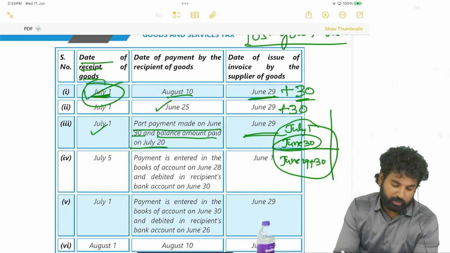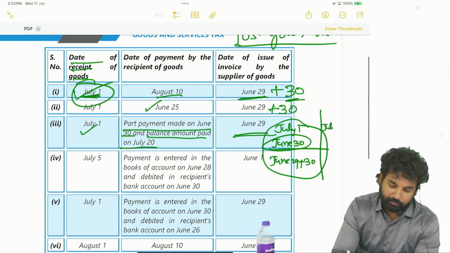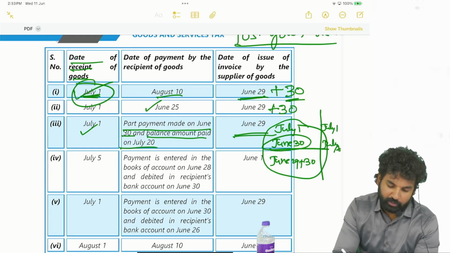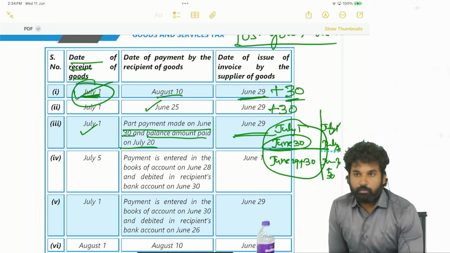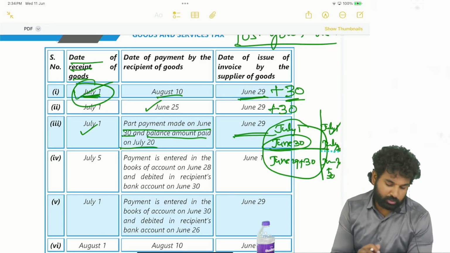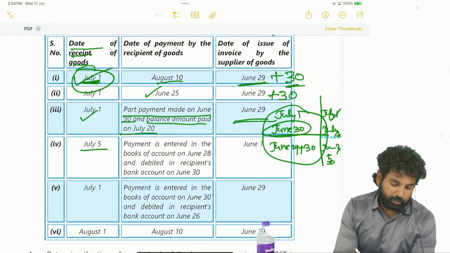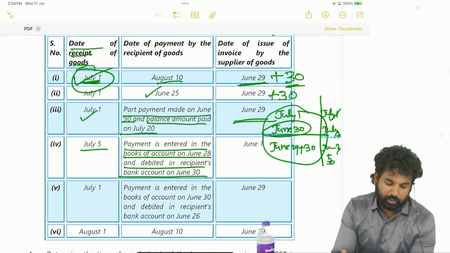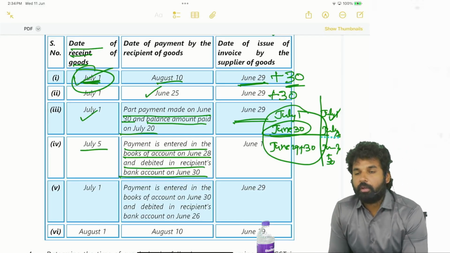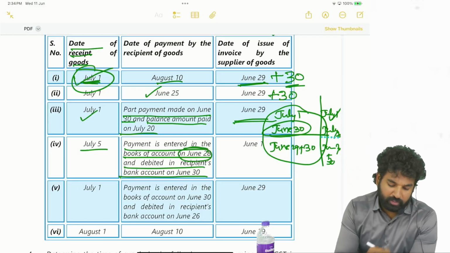What is the next set? July 1, July 20, June 30, June 29 plus 30. What is earlier? July 1st will be the earlier date. Understanding? Next question. July 5th. Payment is entered in the books of accounts on June 28th and debited in the recipient's bank account on June 30. What is the date of payment? June 28, whichever is earlier.